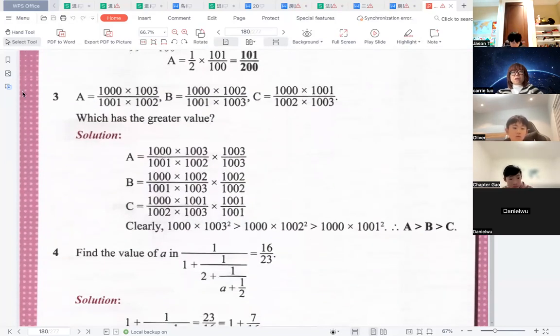Okay, let's take a look at this one. A, B, C. Which one has a greater value? A.